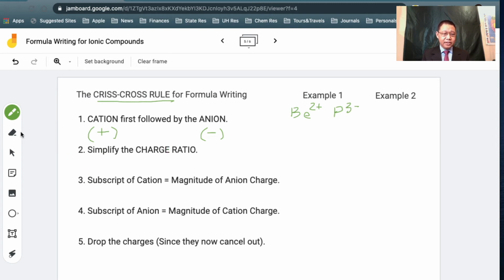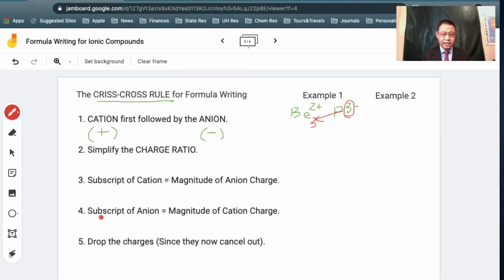Now, the third step is to write the subscript of the cation as the magnitude of the anion. So, what does that mean? This is your anion. The magnitude of it is 3. So, I'm going to encircle it. Just the magnitude, doesn't include the sign. That becomes the subscript of beryllium. So, beryllium ends up having a subscript of 3.